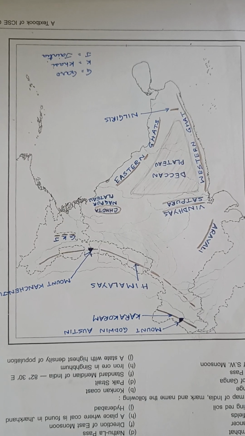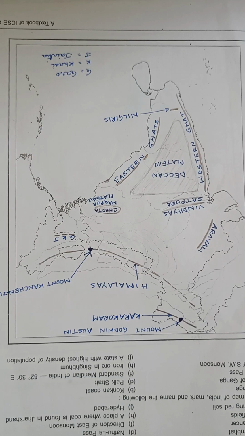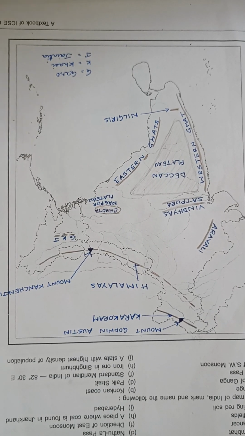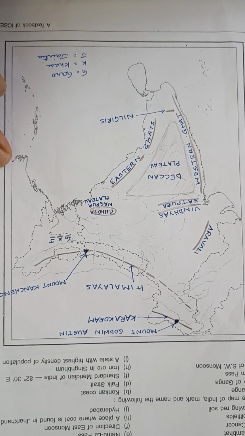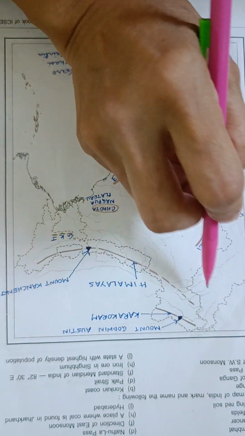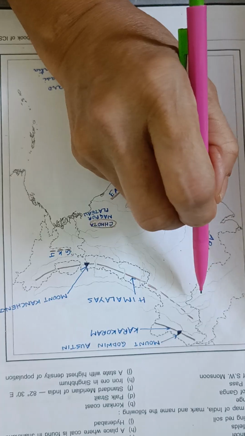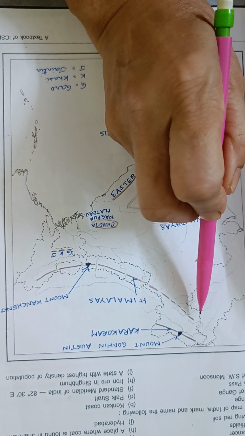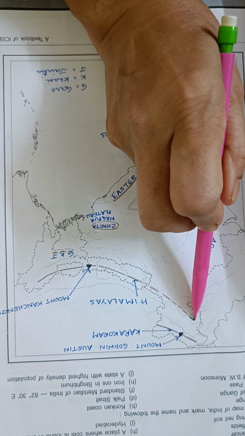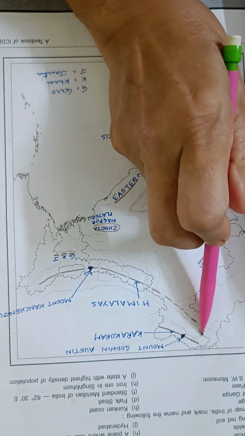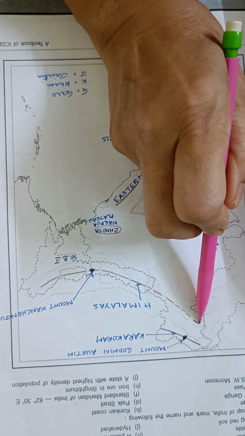Let me show you a few maps, like how to locate mountains, rivers, etc. For example, let us first start with the Himalayas. Can you see this line? Himalaya. When you do the Himalayas, keep to this side, you don't go beyond Indus, okay?